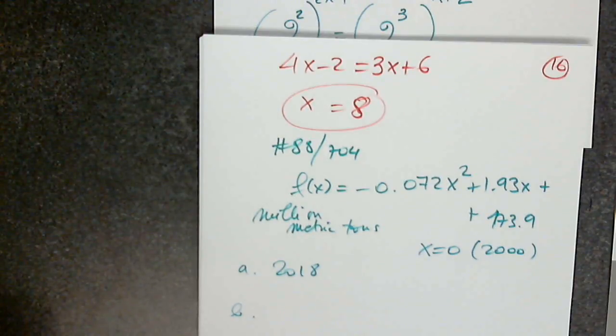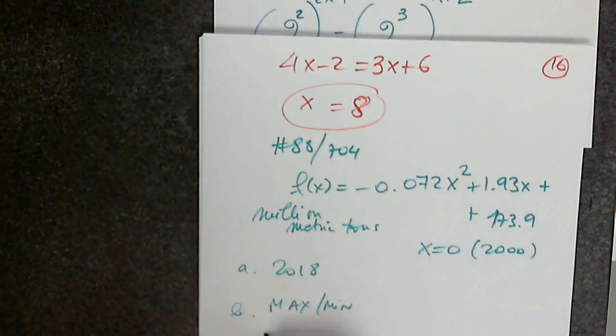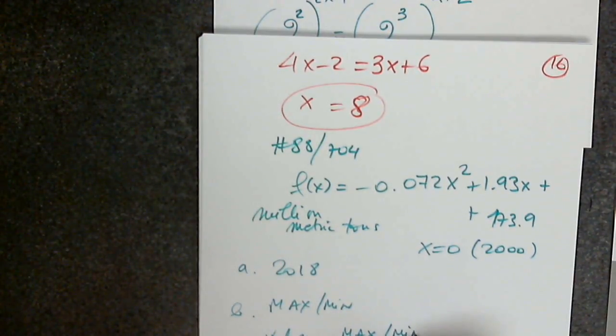Part B. Will this function have a max or a min? In what year will methane, that's part C. In what year will methane emissions in the United States be at its max or min? When? Max or min?